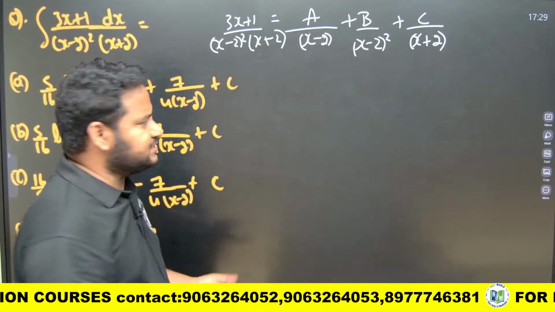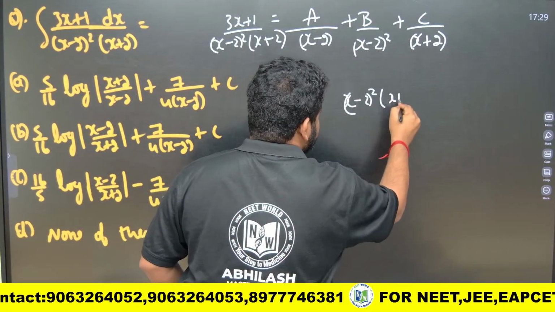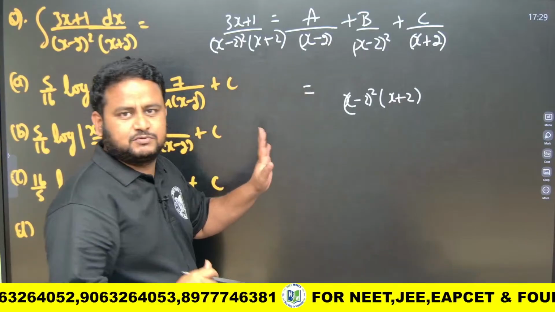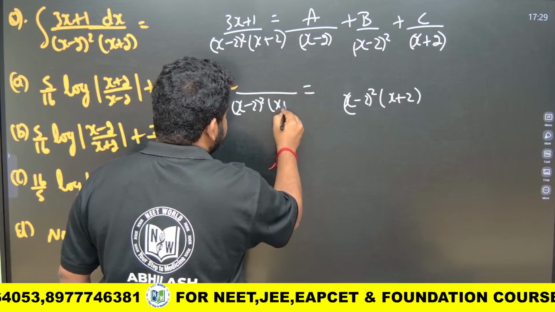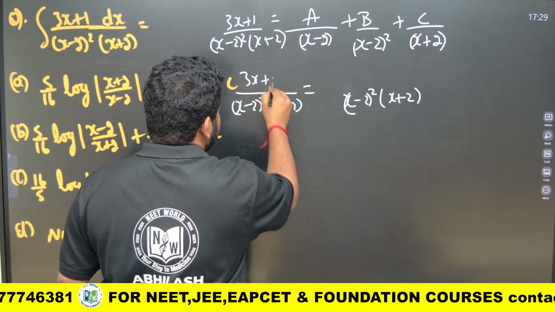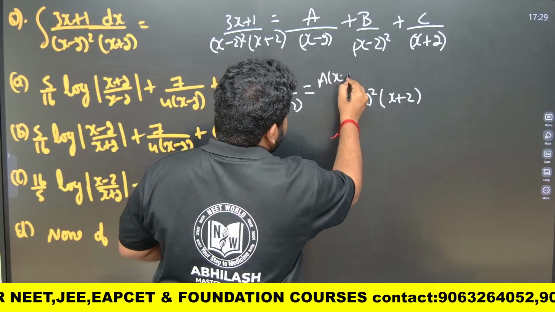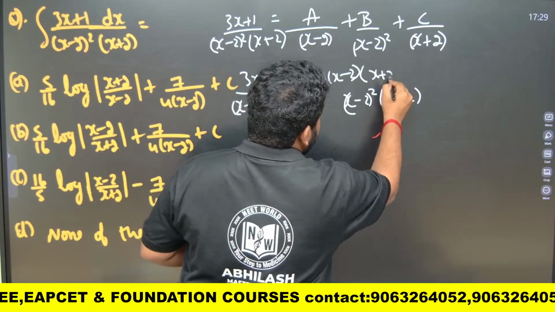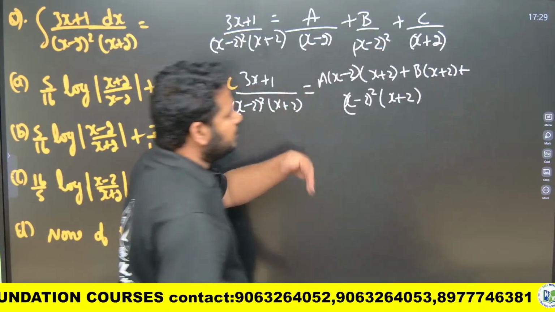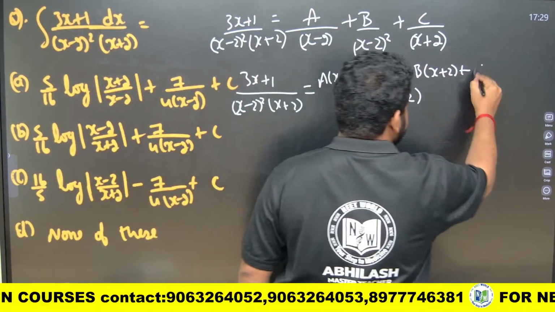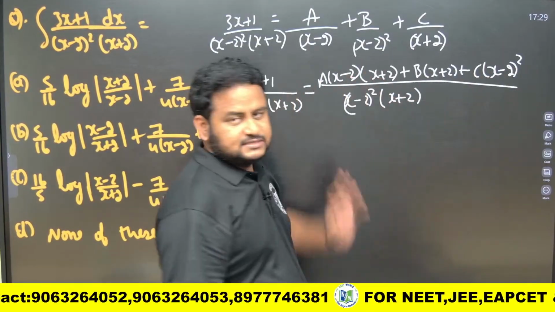Now if I take the LCM, what is the LCM that I will have? The LCM is (x minus 2) whole square into (x plus 2). Here in the numerator I have 3x plus 1. So if I divide, what will I get? a into (x minus 2) into (x plus 2), plus b into (x plus 2), plus c into (x minus 2) whole square. I am just taking the LCM and doing this calculation.